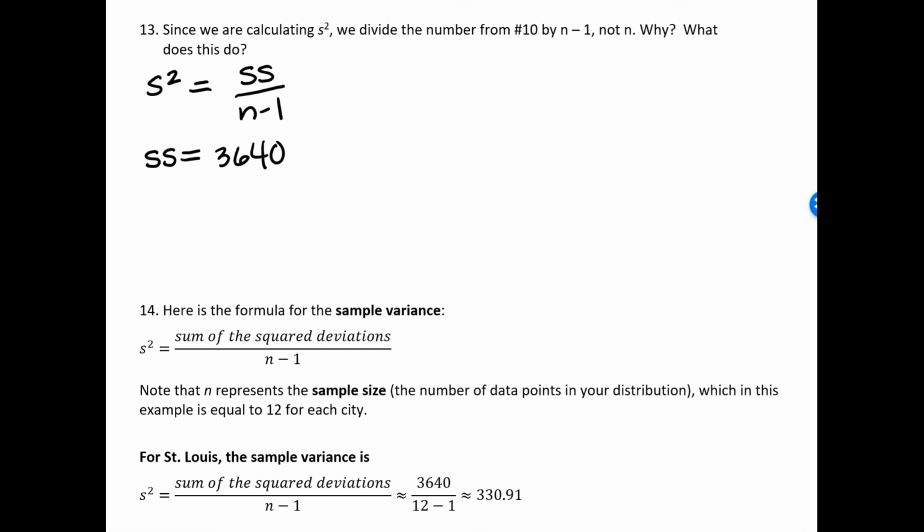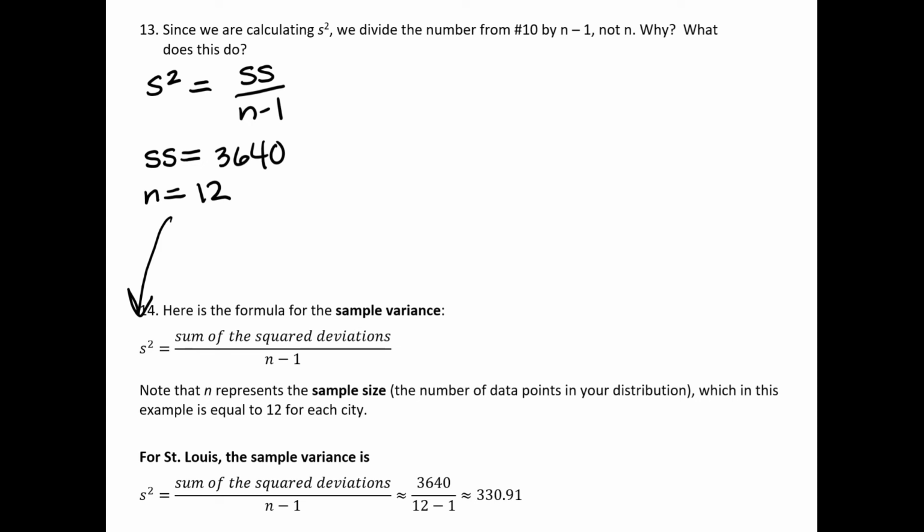And our n equals 12 for the 12 months. So we can plug these in, right? And actually, we're going to do that in the next step below. So here we divide the number from number 10 by n minus 1, not by n. Why? Because we're working with a sample. What does this do? It makes this estimate just a little bit bigger to be a better estimate of the population variance.